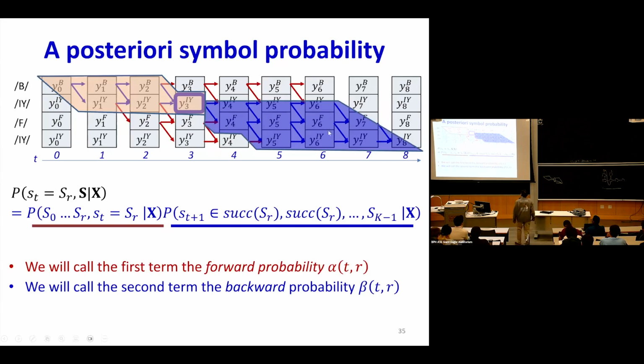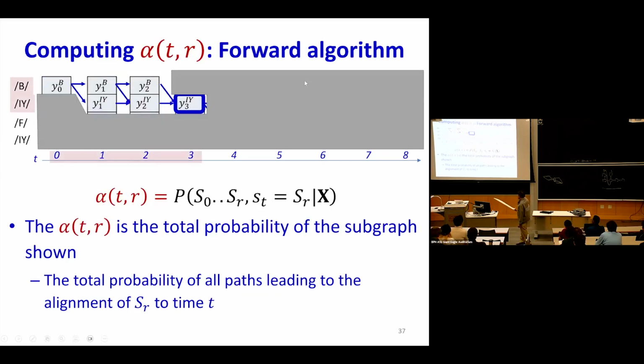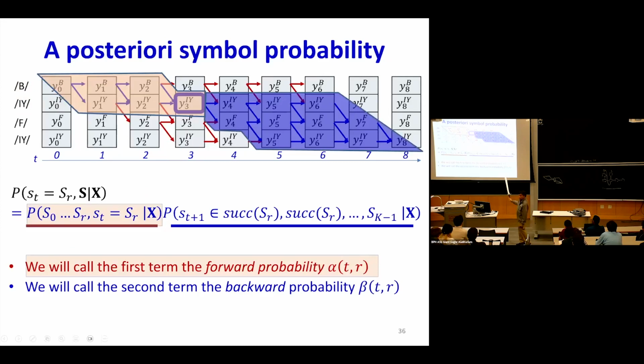And so I'm going to call the total probability of the forward graph, which ends at phoneme E at time 3, alpha 3E, or more generally, the probability of the subgraph that ends on the rth row at time t is going to be called alpha TR. And the probability of the subgraph that begins from the rth row at time t is going to be called beta TR. And the total probability of the entire graph is going to be alpha TR times beta TR.